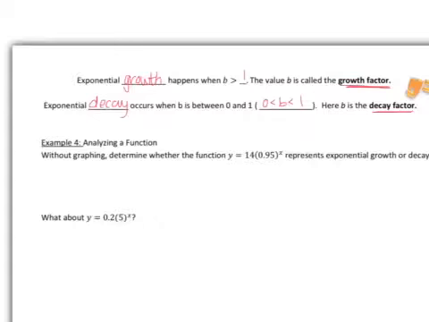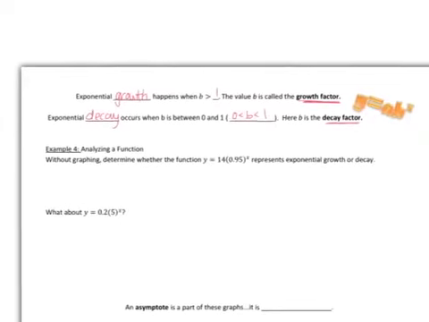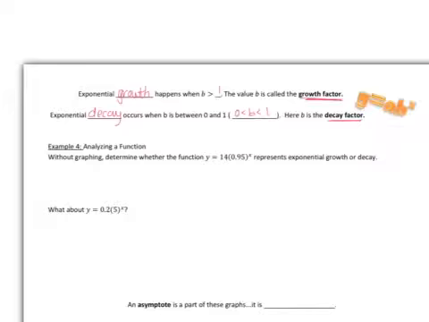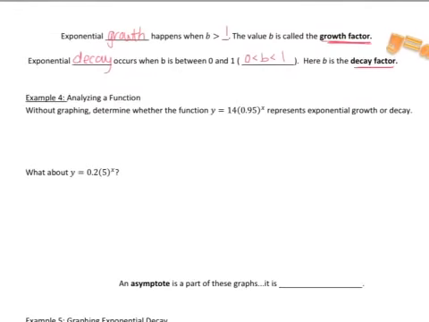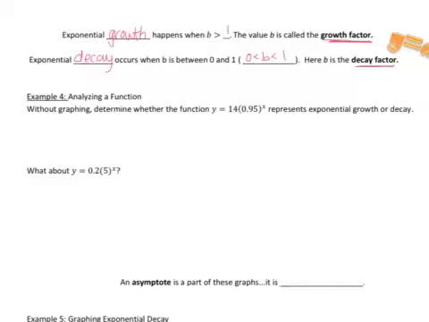All right. We still use the same little formula, y equals a times b to the x. But now b is just somewhere between 0 and 1. So it's like 1/2 or 2/3 or 0.3 or something like that. Okay? So we are going to determine whether an equation represents growth or decay.